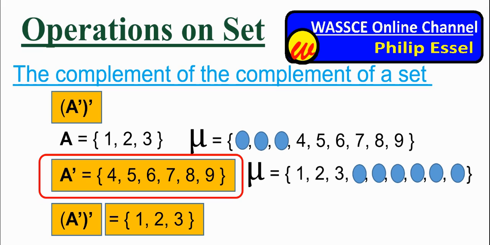What would you say about this answer? {1, 2, 3}. Well, you realize that {1, 2, 3} is the same as A or set A. From this, we can say that the complement of the complement of a set is the same as the set. In this example, the complement of A complement is the same as set A.